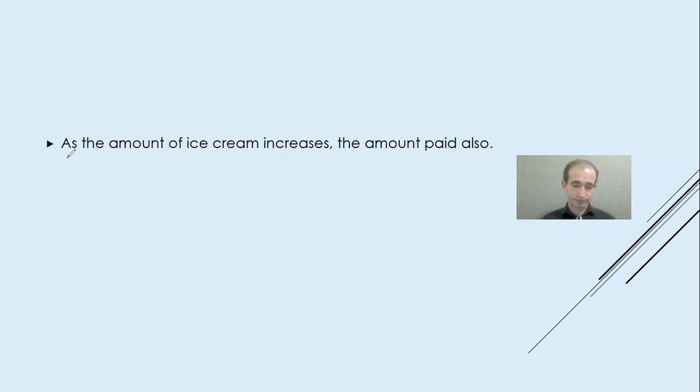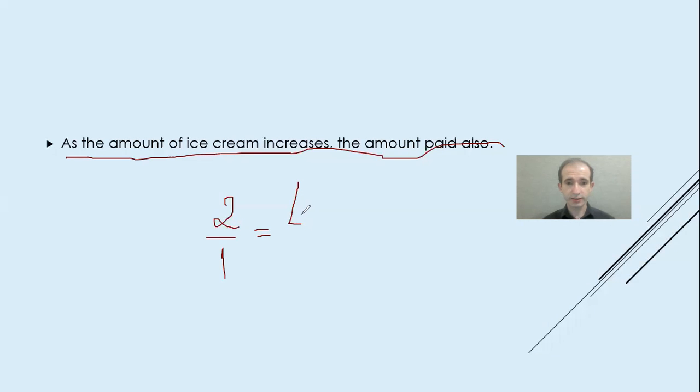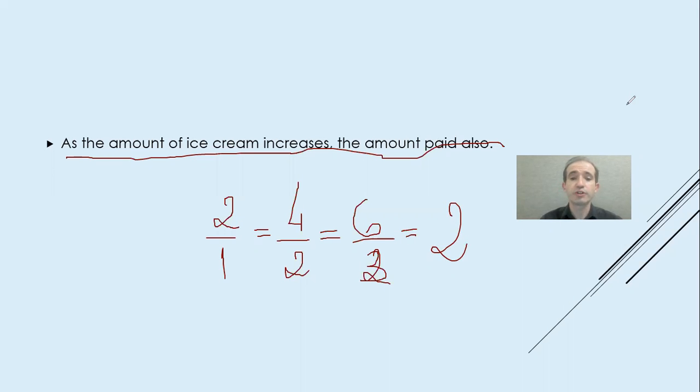So we can conclude, as the amount of ice cream increases, the amount paid also increases, and they follow some pattern. What kind of pattern? We have a ratio, as we saw in the previous slide, okay? There is a constant value, here 2, when I do the divisions between the pieces of information, okay? These are the conclusions about directly proportional information.